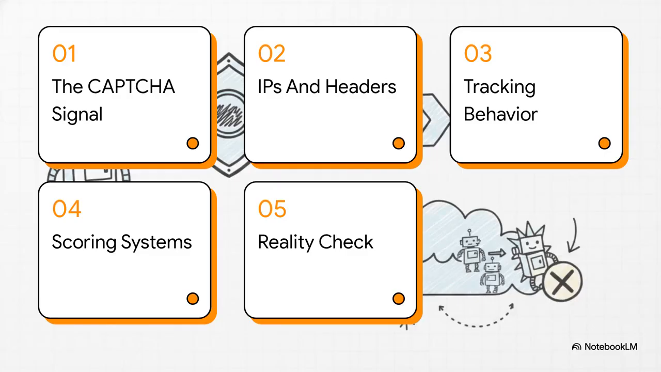Okay, let's dive into our roadmap for this explainer. 1. The CAPTCHA signal. 2. Basic layers like IPs and headers. 3. Deep inspection and tracking behavior. 4. How scoring systems work. And 5. Our reality check with CAPTCHA FAQs.